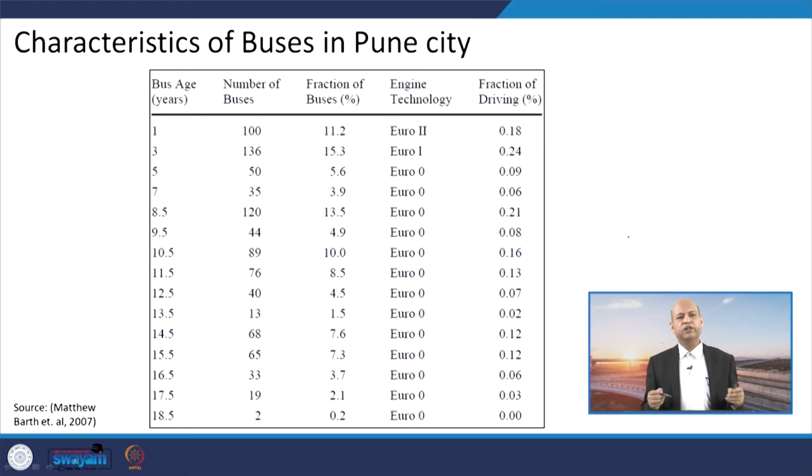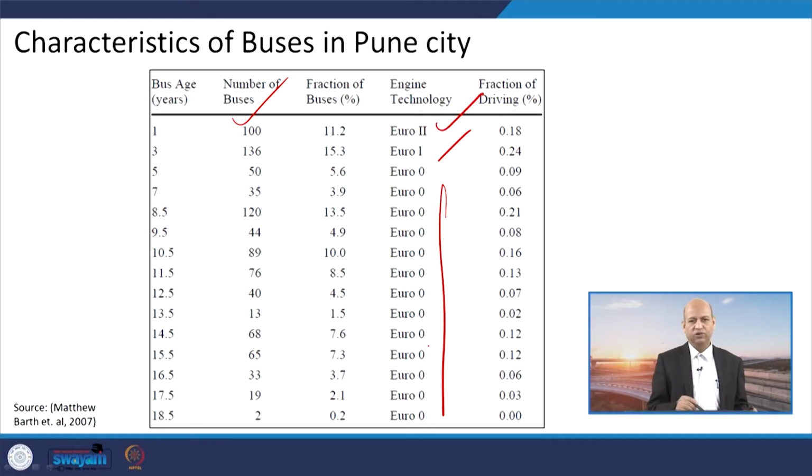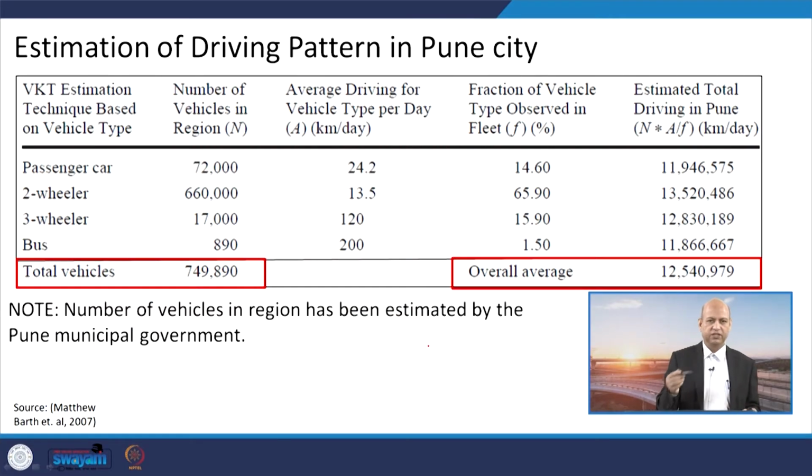If we talk about the characteristics of buses in Pune city, then not only the number of buses, but also Euro 2, Euro 1 or Euro 0, where no such norms were there. Those fractions and their populations were also estimated, collected and then tabulated. Then the driving pattern, meaning how these different kinds of vehicles go at different speeds, like average driving per vehicle type, kilometers per day.